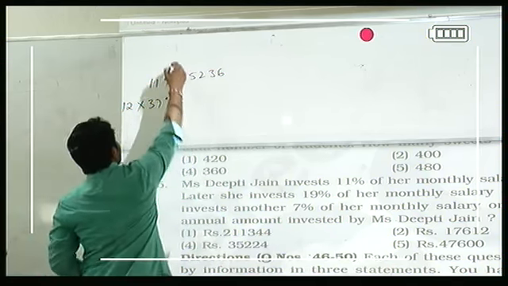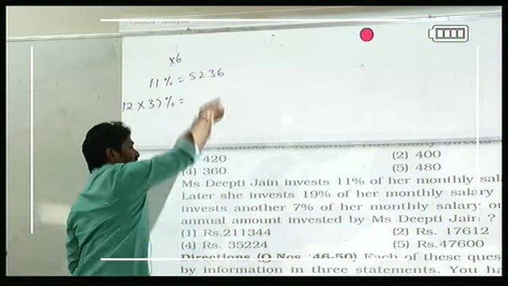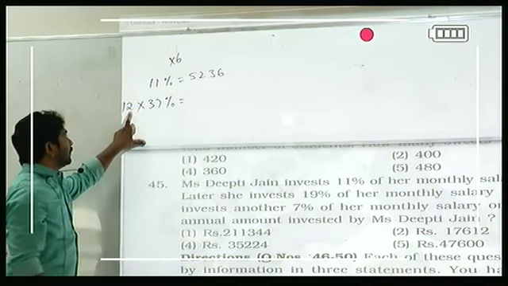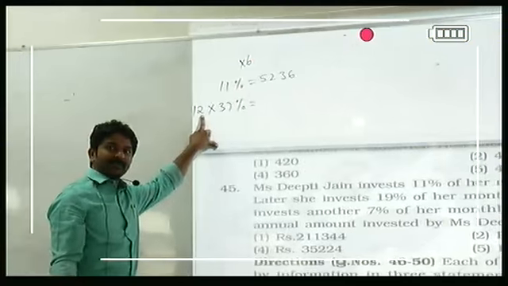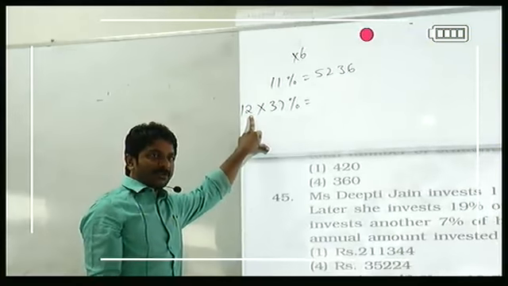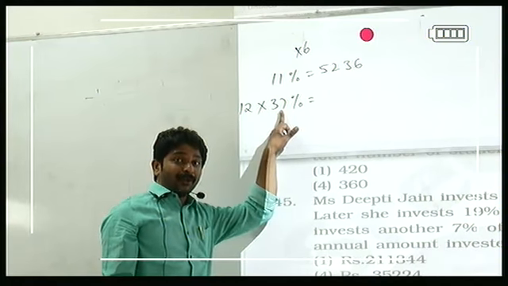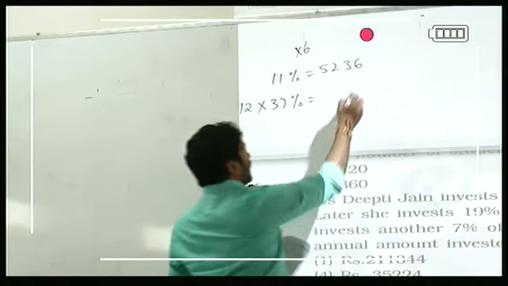Let's go for last digit verification. 1 into 6 only ends with 6. Yes or no? Right. So into 6, 2 into 6 ends with 2. And 2 into 7? 14. Last digit 4. Your answer should end with 4.